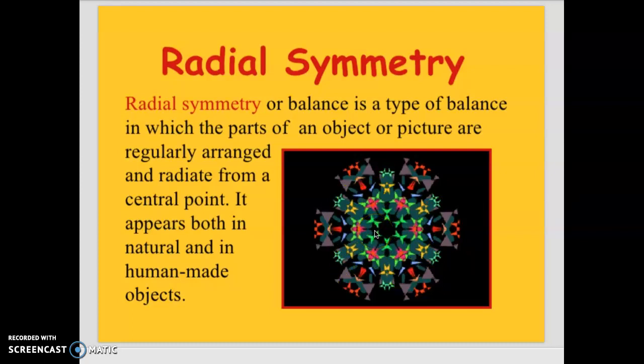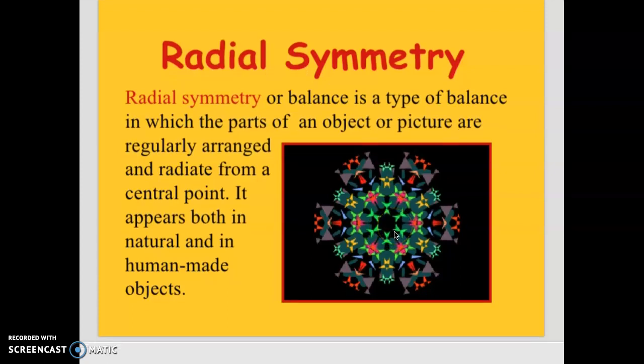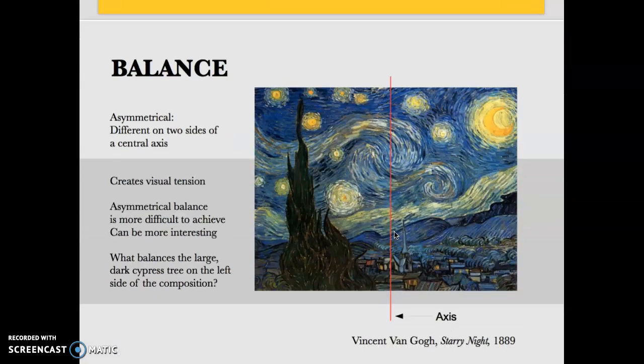Think of some objects that might be natural, handmade, man-made, in nature or not in nature, that actually do have radial symmetry. So let's talk about that in the comments. What are some examples of radial symmetry?